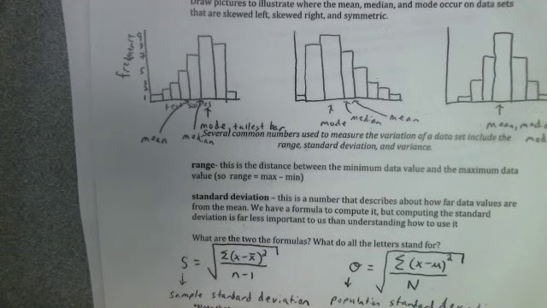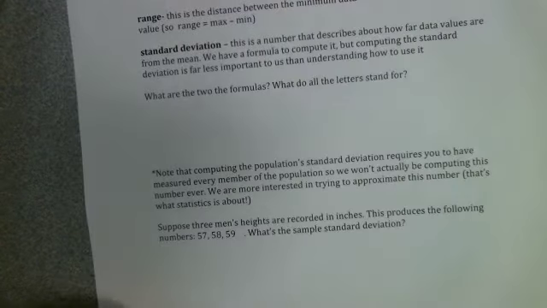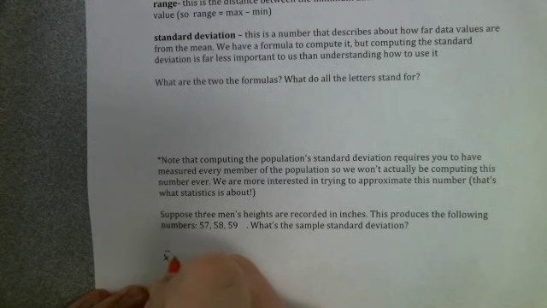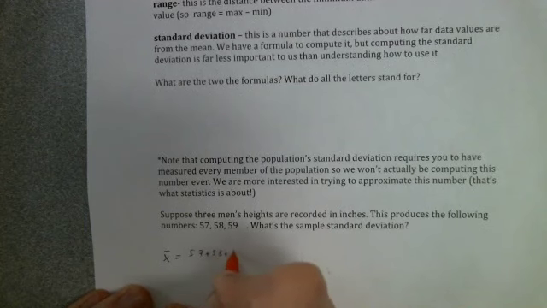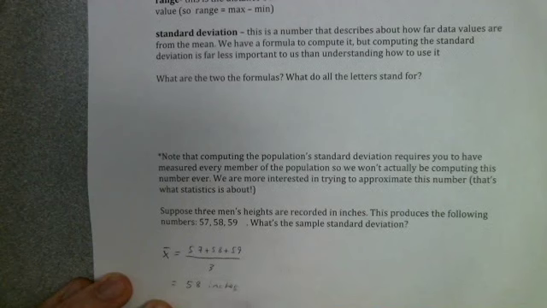So in order to find our sample standard deviation, we're first going to need the sample mean, or in other words, our x bar. How do we find our x bar? Well, it's just the average. So to find our x bar, you're going to do 57 plus 58 plus 59 divided by 3. If you do that, you will get 58 inches. So that is the average height of our men in our sample, or in other words, our sample mean.